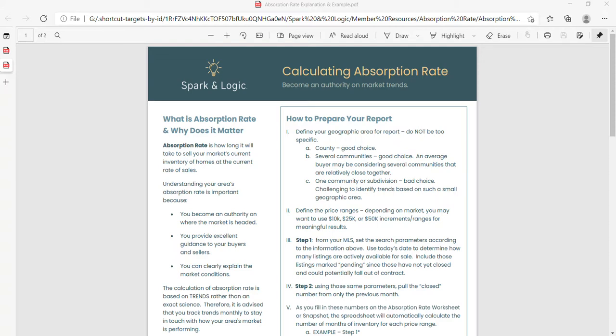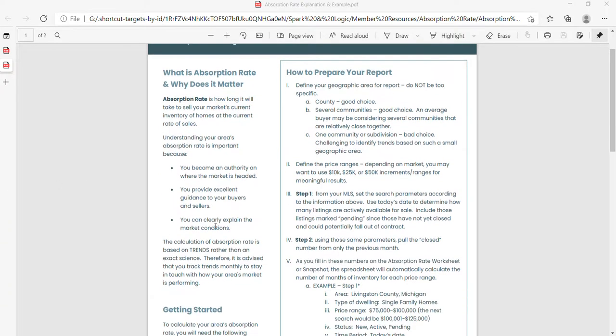Number 1, you're going to become an authority on where the market is headed. Number 2, you're going to be able to provide excellent guidance to your buyers and sellers based on this information. And number 3, it'll enable you to clearly explain market conditions to both buyers and sellers. So the absorption rate is actually based on trends rather than an exact science. And you'll see that as we go through the process of putting this together.